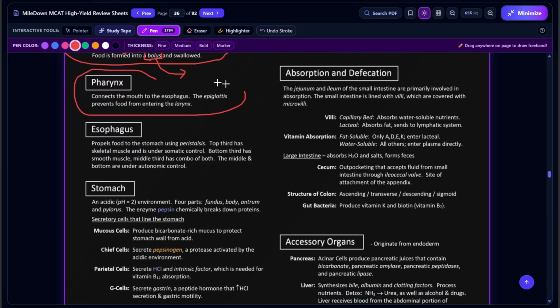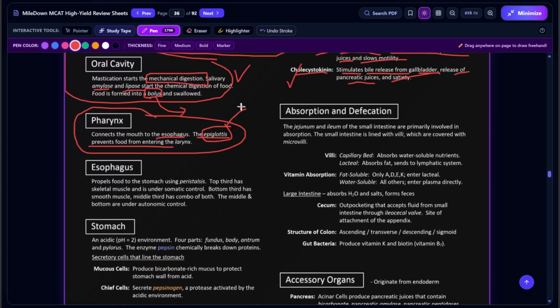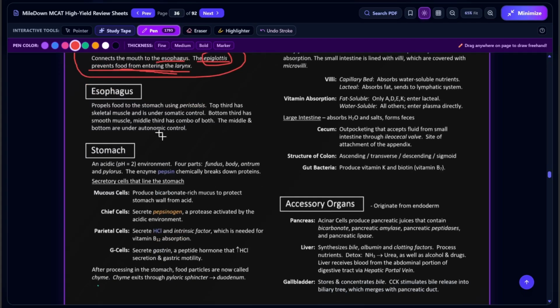And then the pharynx connects your mouth to the esophagus. The epiglottis prevents food from entering. Remember I said the epiglottis is kind of like a gate that doesn't want any food to go into your lungs. So that's why it prevents food from entering your larynx and then down your trachea. So it should not go down your trachea, any food.